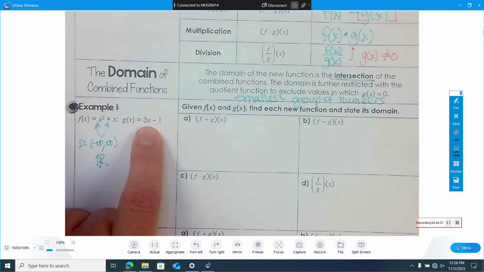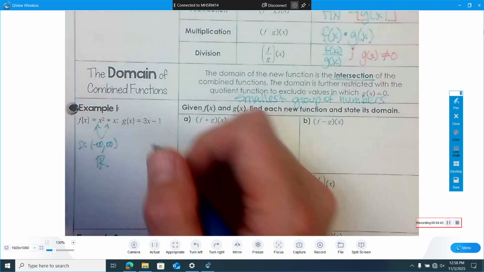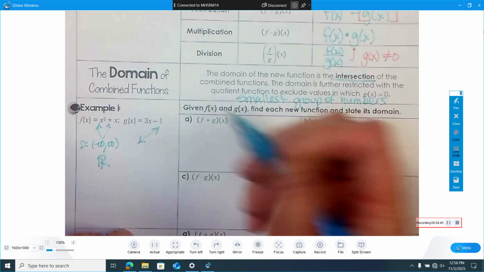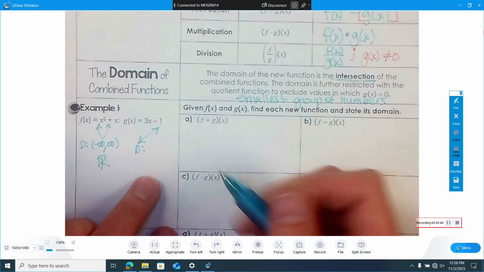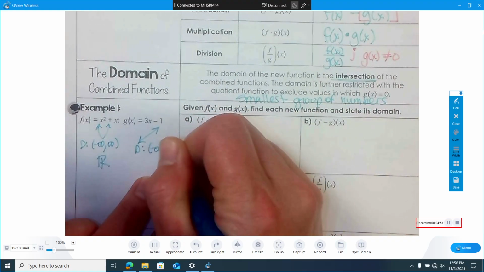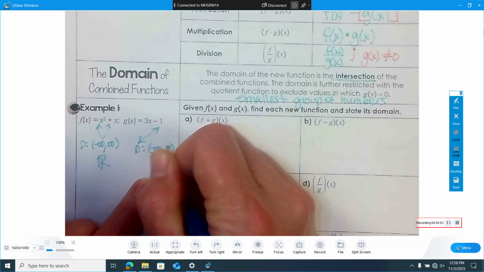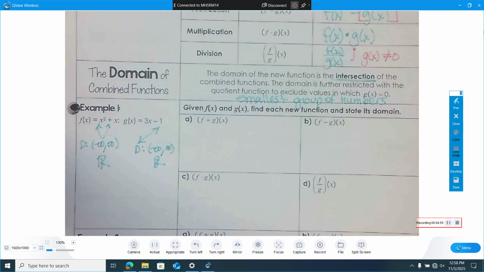g is 3x minus 1. What shape is that? It's a line. It's a slanty line. What's the domain of that slanty old line? Negative infinity to positive infinity, or simply all the real numbers. All the values for x we could ever think of.